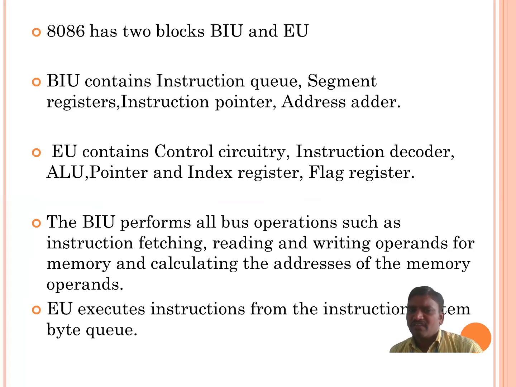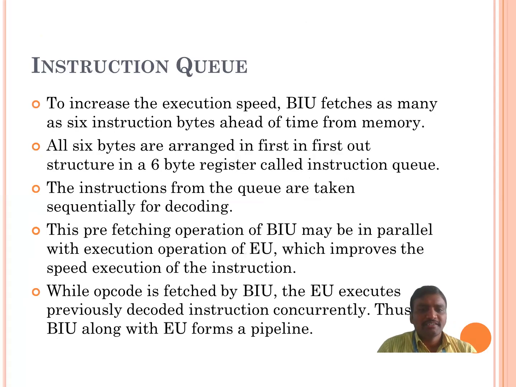The main functioning of the bus interface unit is that it performs all bus operations, such as instruction fetching, reading and writing operands from the memory, and calculating the addresses of the memory operands. The execution unit executes the instructions given by the instruction byte queue. So that is about the execution unit. The instruction queue is 6 bytes long.